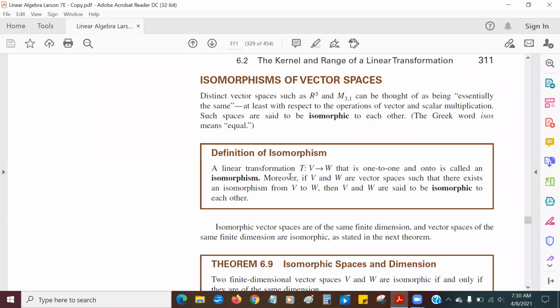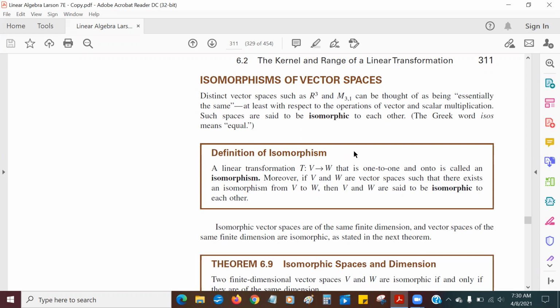And here's the definition. A linear transformation from V to W that is one-to-one and onto is called an isomorphism. So if it's a linear transformation and it's one-to-one and it's onto, then it's called an isomorphism. Furthermore, if V and W are vector spaces such that there exists an isomorphism from V to W, then V and W are said to be isomorphic to each other.